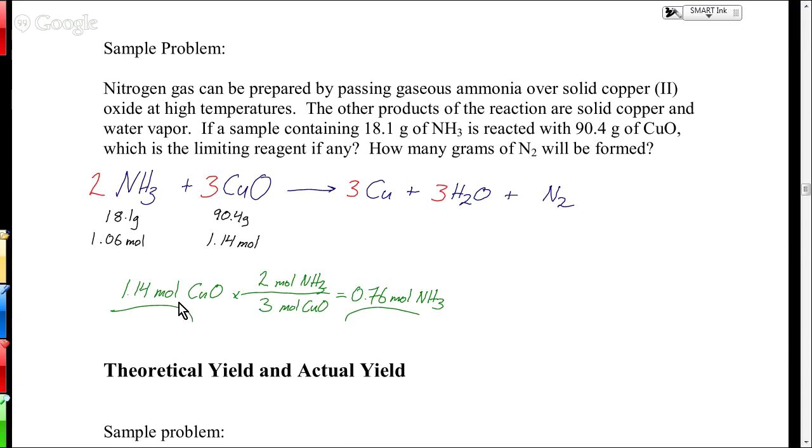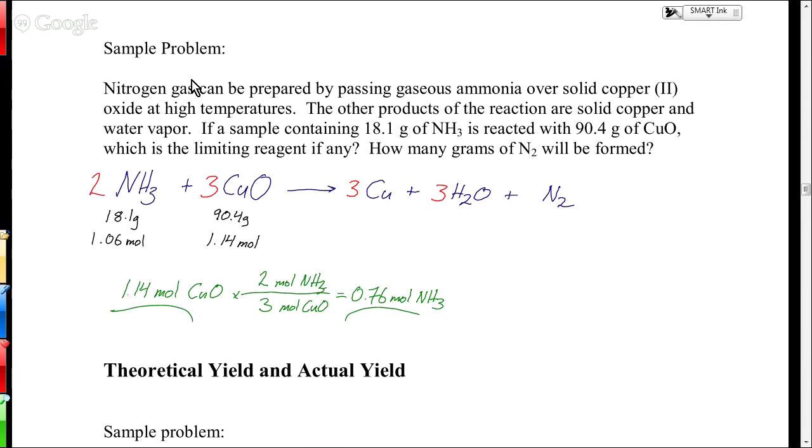So we have a little extra ammonia than what we actually need. You see how I found that? We have a little extra ammonia. So therefore, we should use this copper oxide amount to find the N2 formed, not the ammonia amount. That's why it's important to find the limiting reactant first, or the limiting reagent, because you need that to then go on and do the rest of the problem.